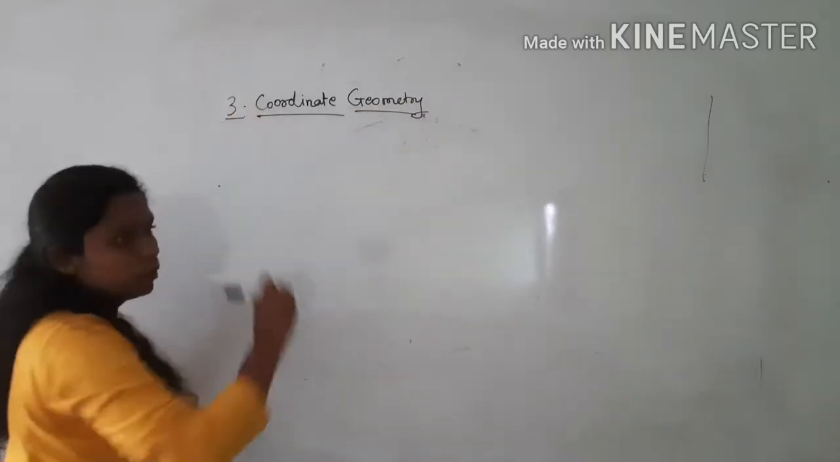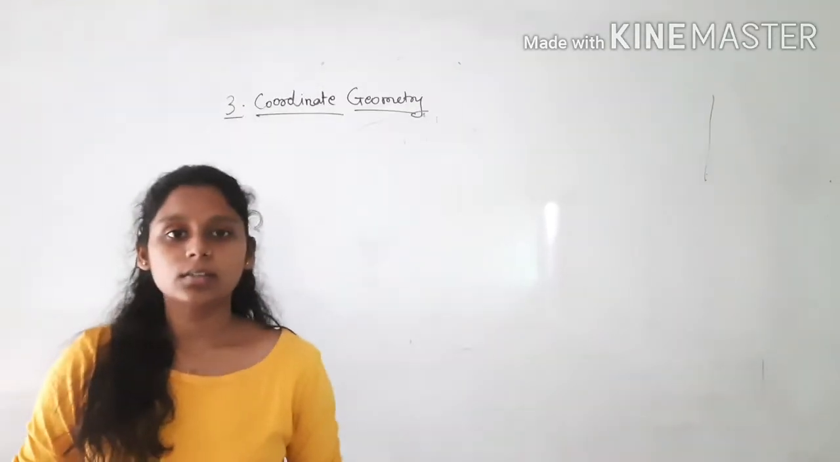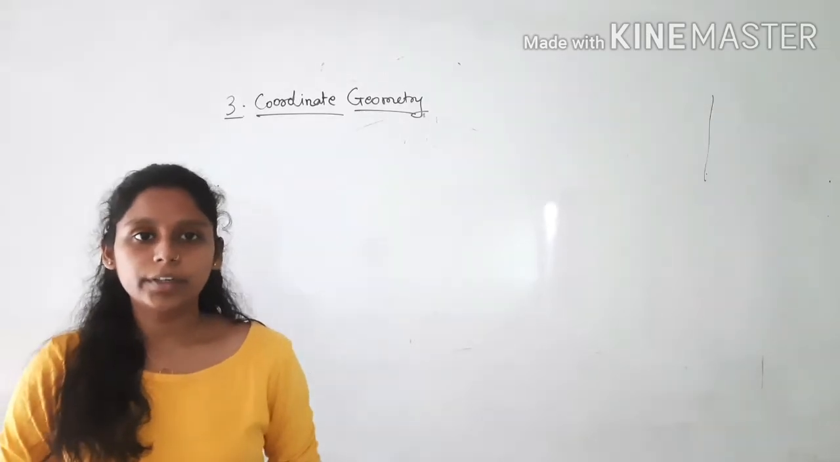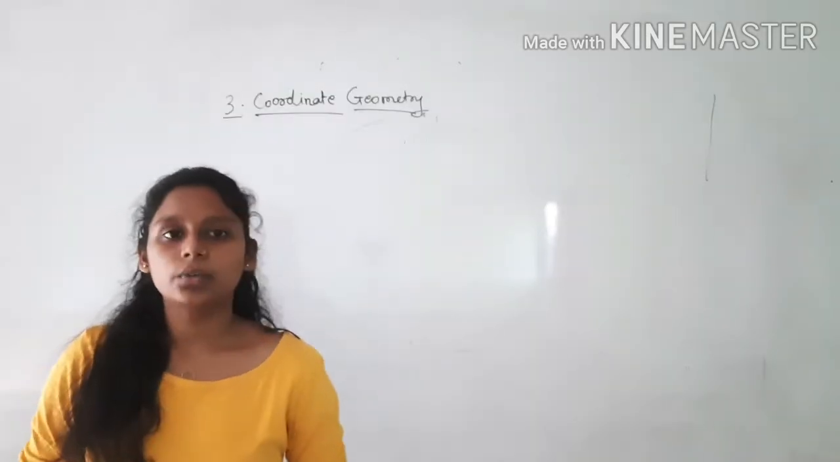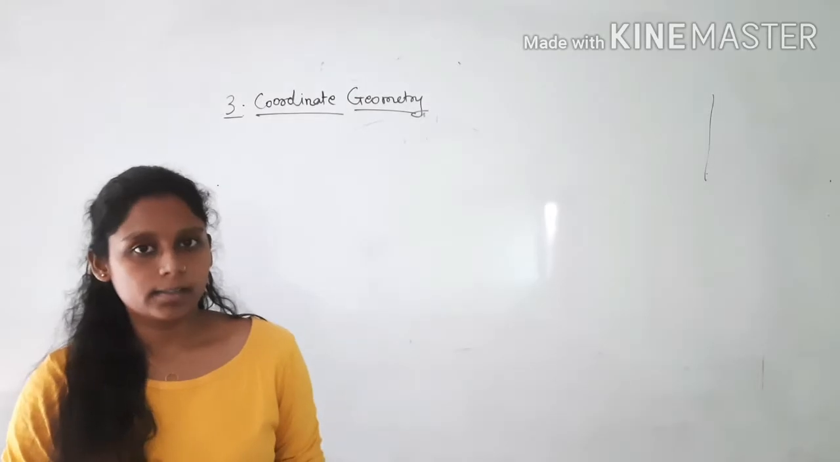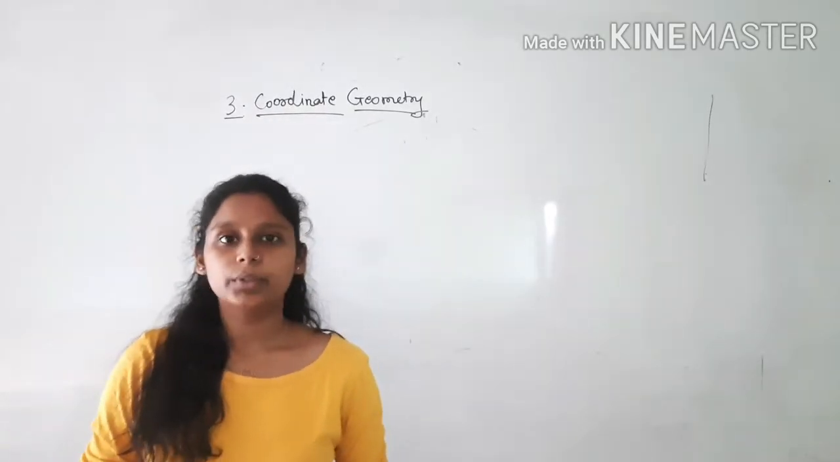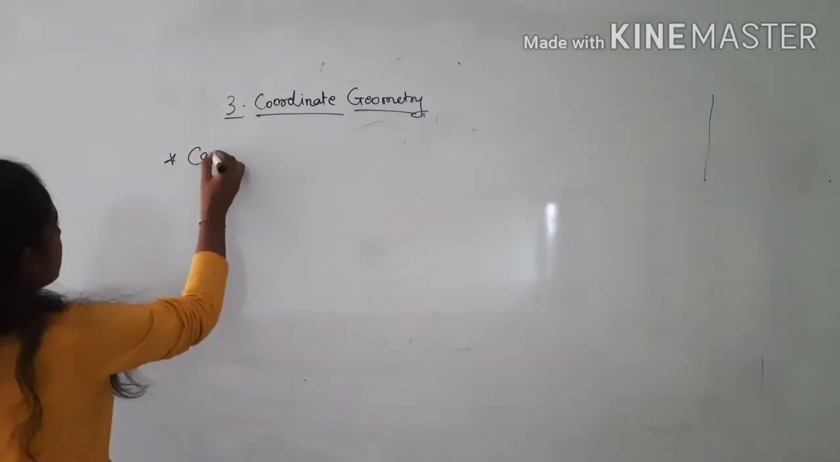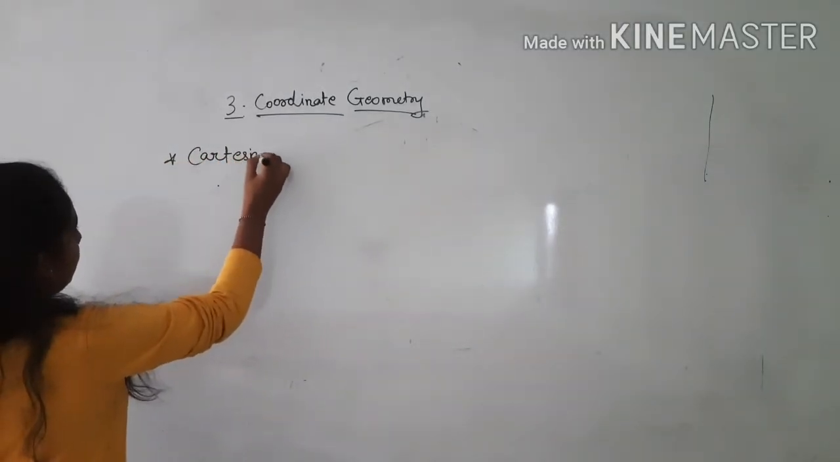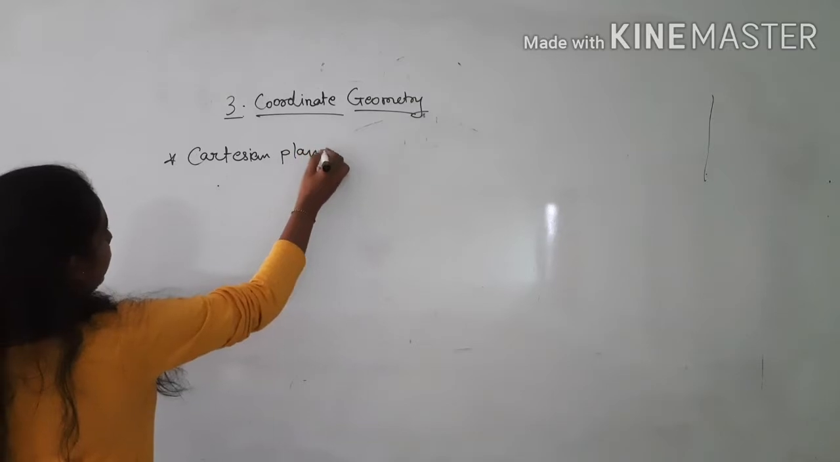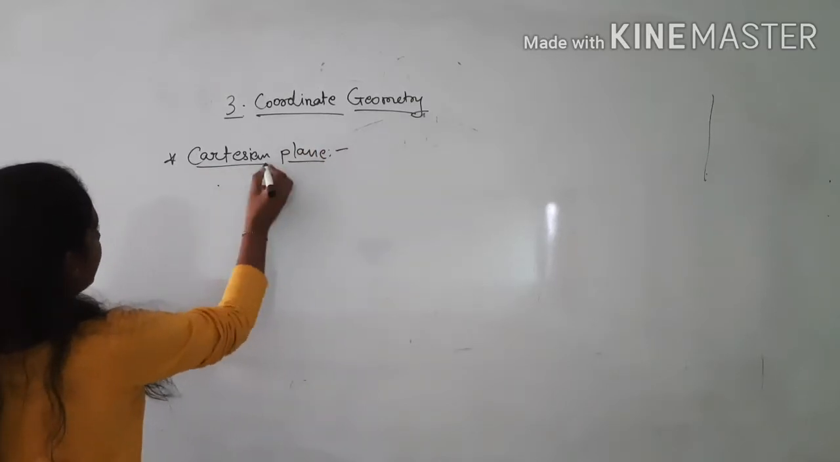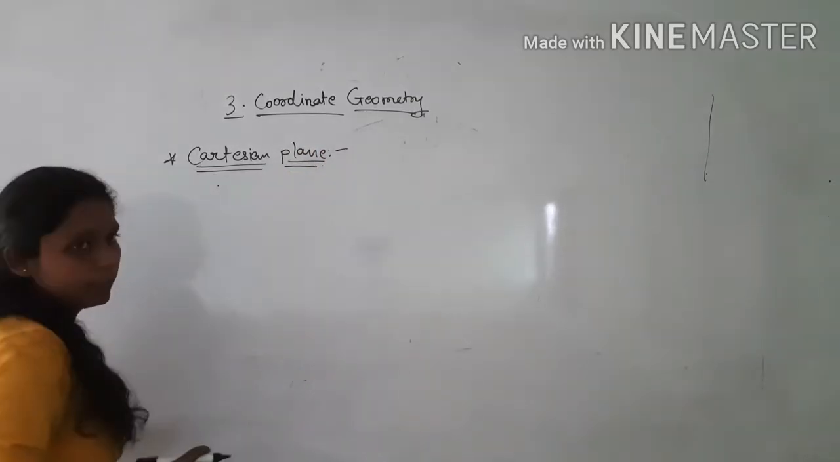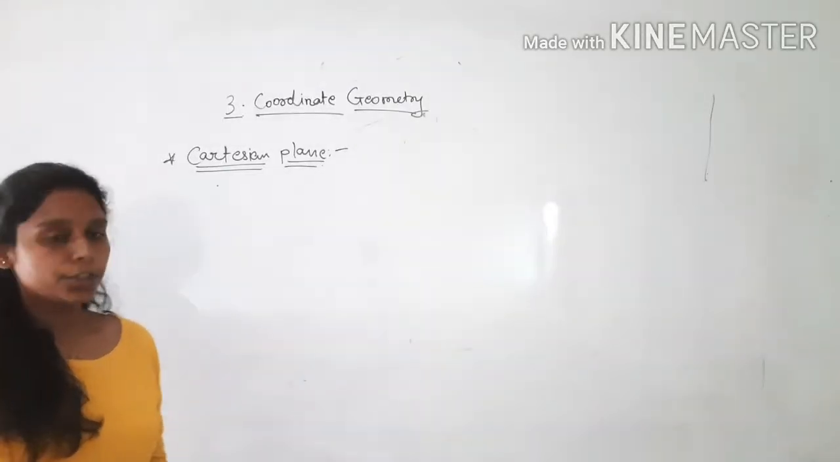Coordinate geometry. So all of you would be knowing what is coordinate geometry or what we learn in coordinate geometry. It's nothing but about the plane, that is x and y axis. So first of all we should learn about the Cartesian plane. The very first topic you should know is the Cartesian plane. If we come to know about the Cartesian plane, we will be able to plot the points. So the very first and important topic is the Cartesian plane.